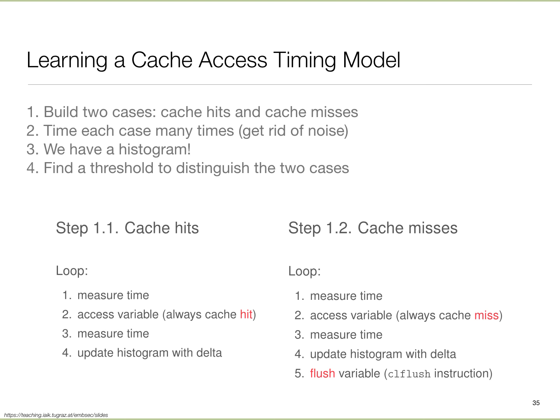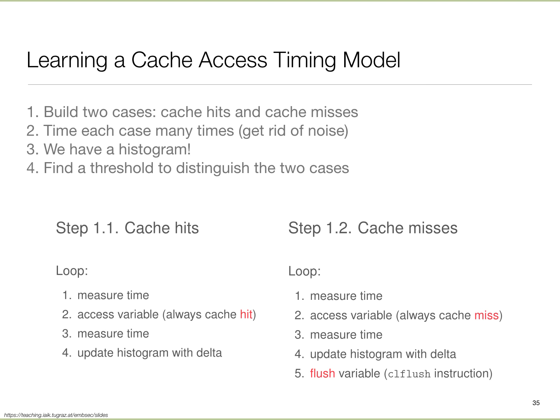So step one, we'll measure the cache hits. We'll measure time, read some sort of a timer, access a variable, measure time, update the histogram. You do this in a loop. For some particular variable, after the first time, it would have been sitting in the cache, and therefore I'm just learning the cache hit.